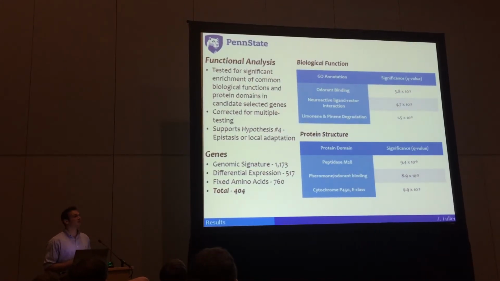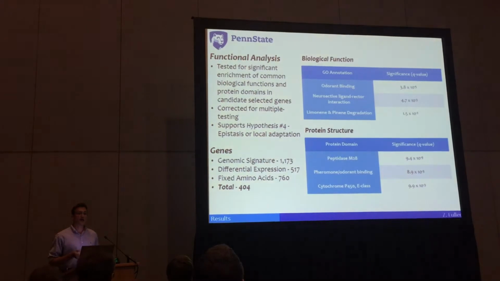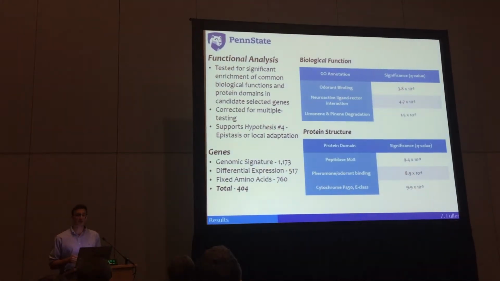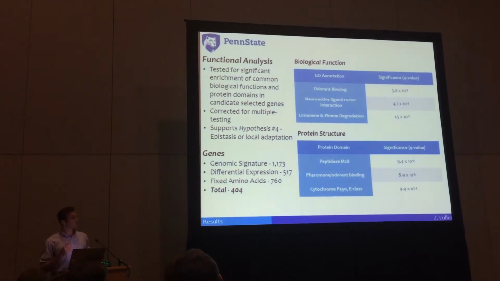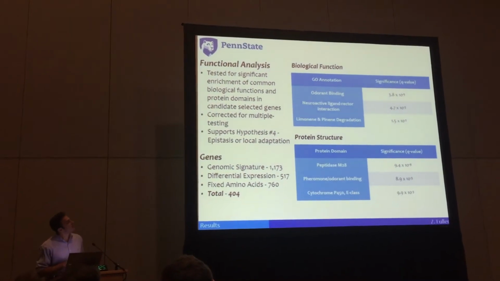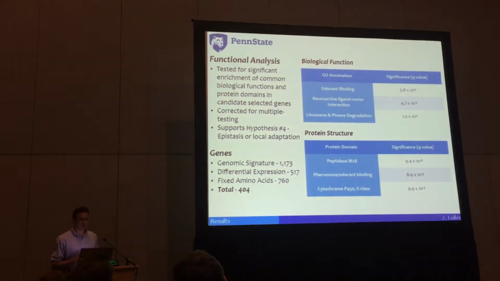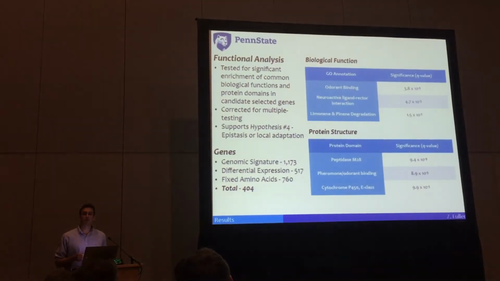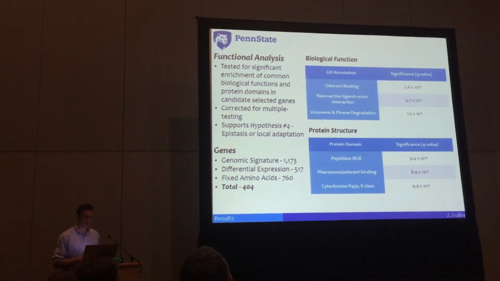So among genes that are showing evidence for adaptive evolution, we also performed the gene ontology, or GO, analysis to look for common biological functions or protein domains that are enriched among those genes. We see again that there is an enrichment for sensory perception genes, so odorant or pheromone binding. So this could support a model of local adaptation through the indirect effects of suppressed recombination.